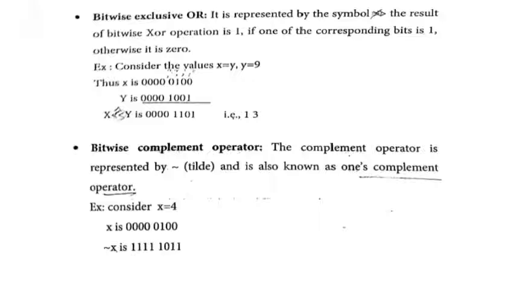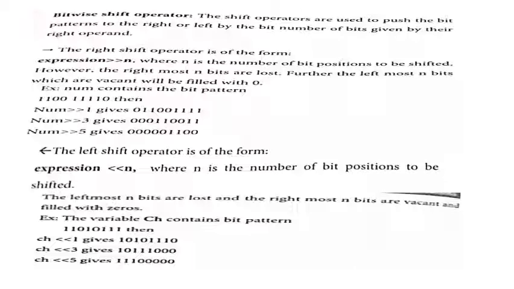Like this, wherever you are facing 0, just place 1 for that particular bit. Wherever you are facing 1, just place 0 for that particular bit. This is about the bitwise complement operator.